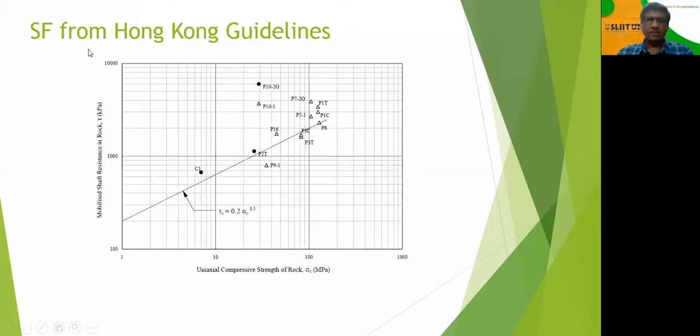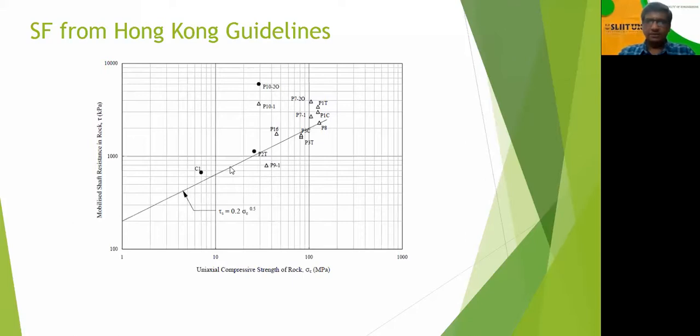The skin friction from the other one is actually the Hong Kong guidelines. In Hong Kong, the bedrock is quite similar to the granitic and igneous formations in Sri Lanka, but of course it is a little harder than that. So we don't get that much weathering there. But they have done the measurements, right? So based on that, they have prepared what is called the Hong Kong guidelines for the pile design, right?